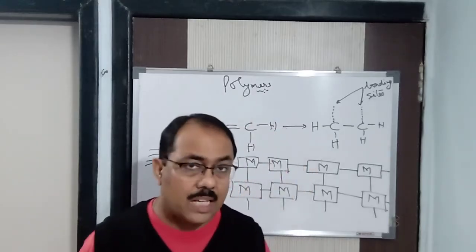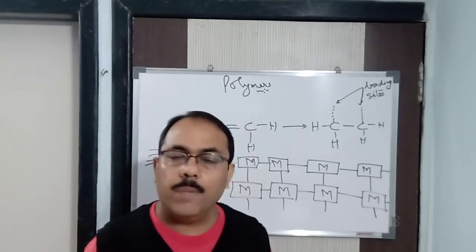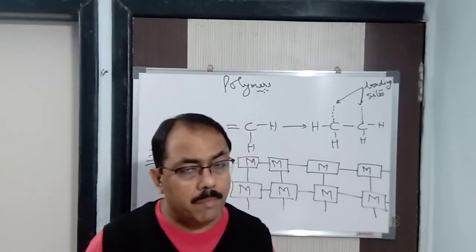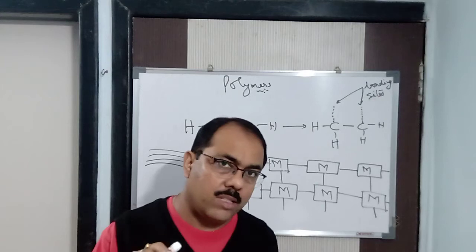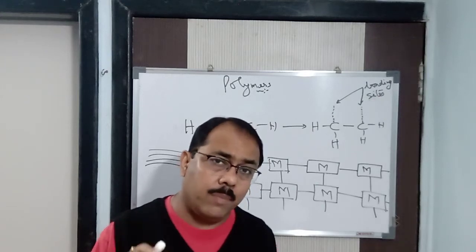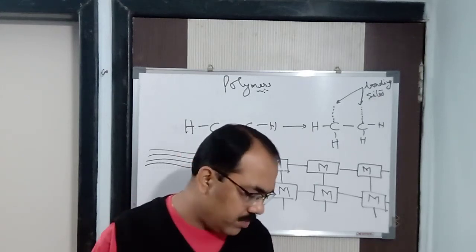So you can understand how linear polymers are formed and how network polymers are formed, depending upon the number of bonding sites. Alright, depending upon the number of active sites, reactive sites, we can say that.